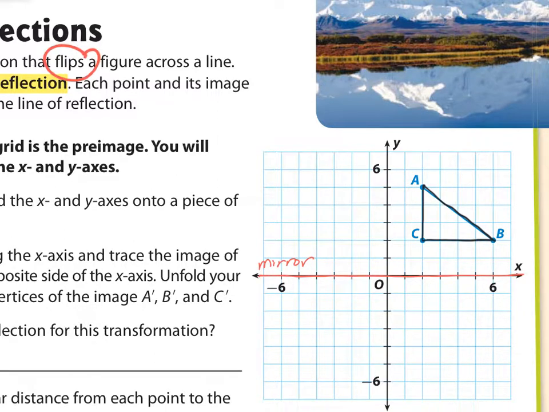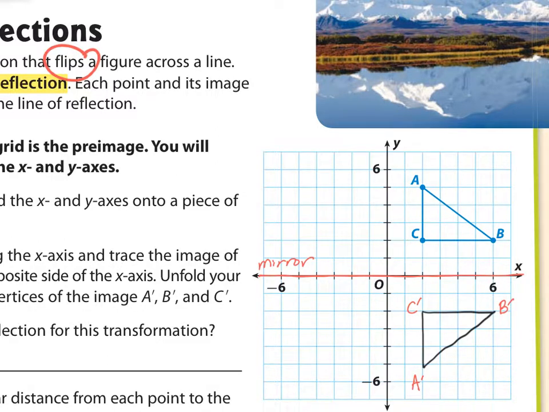So let's show you this in action. If I flip this, it's going to go down here. That's what it will look like, and point A prime is actually going to be here at the bottom, right? Because A is the furthest point away from the mirror. There's C prime and there's B prime.